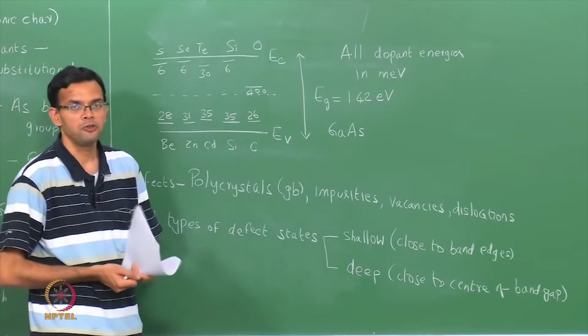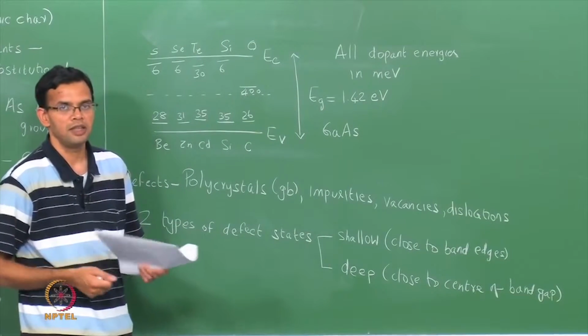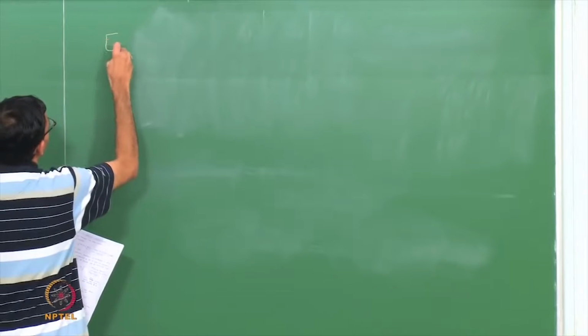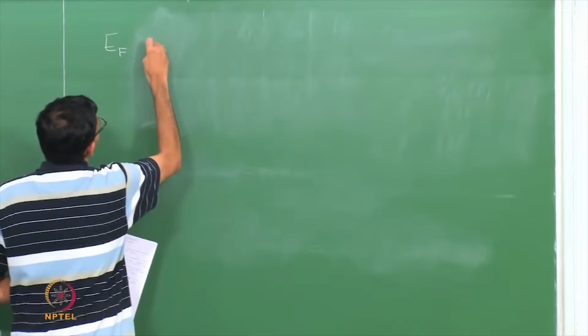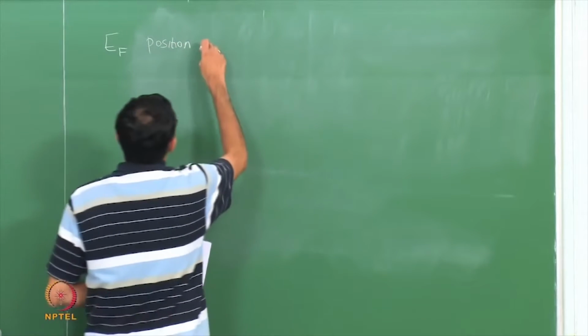The next thing we are going to do is look at how the Fermi level position changes in an extrinsic semiconductor. So, we want to find out the position of EF when you have dopants, whether you have a p-type or n-type dopant.